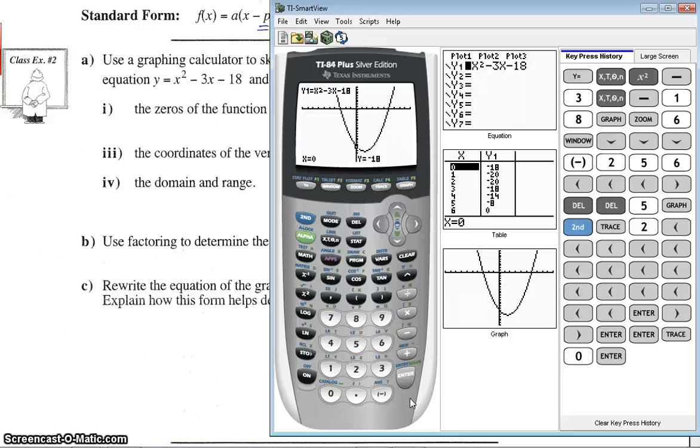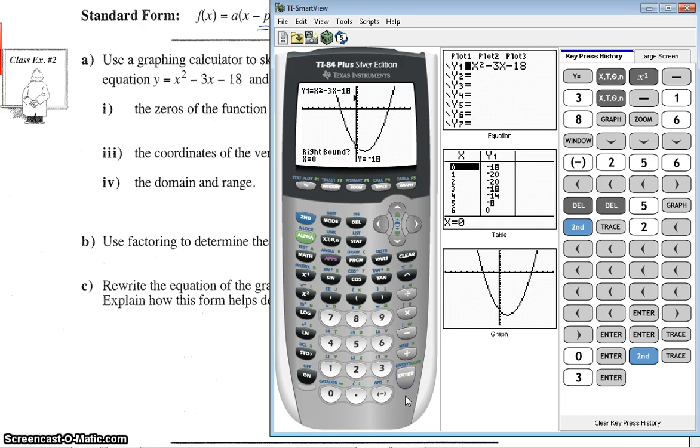Okay, now coordinates of the vertex. The vertex is either the very bottom of this parabola or the very top if it's opening down. So to get that vertex, in our case, it's going to be minimum. So we go second calc, minimum, number 3. Okay, left of it. Again, I think we're left of where it is, so that's all good.